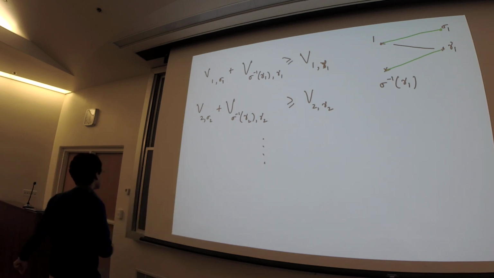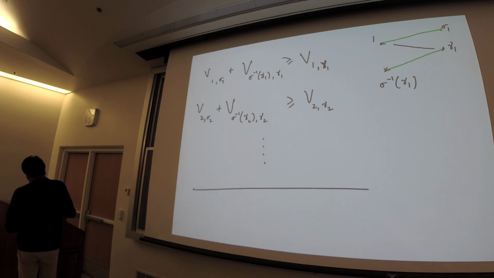And you can sum up on the left and you can sum up on the right. So the right sum is exactly what you want. It's the sum over i of V i gamma i. And the first sum on the left is kind of nice. It's just the sum over i of V i sigma i. The second sum seems to be a bit more messy. It's the sum over i of V of sigma inverse of gamma i, gamma i.